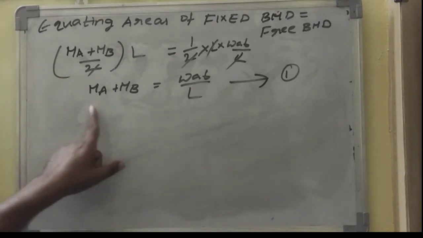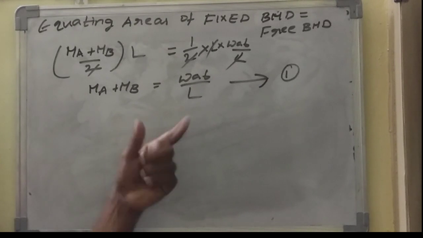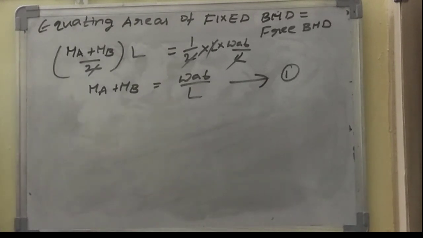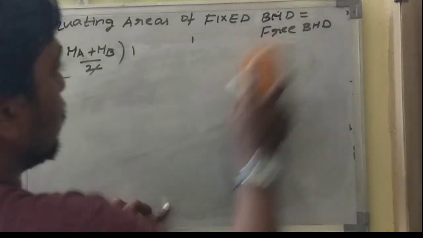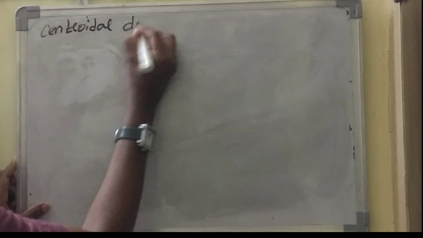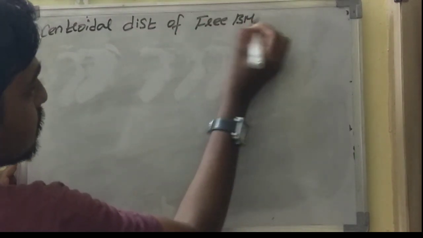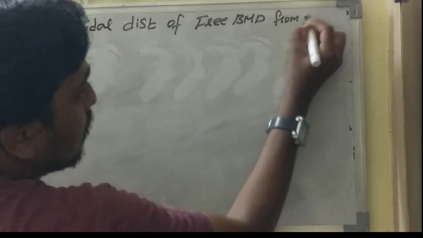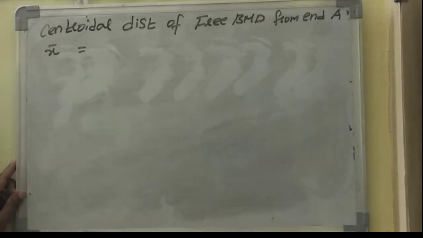See here, there will be 2 unknowns and we have only one equation. But to solve this one, we want one more equation. For that, I am taking the centroidal distance of the free and fixed bending moment diagram. First, I am solving the centroidal distance of the free bending moment diagram from end A. So it will be denoted by some x bar.